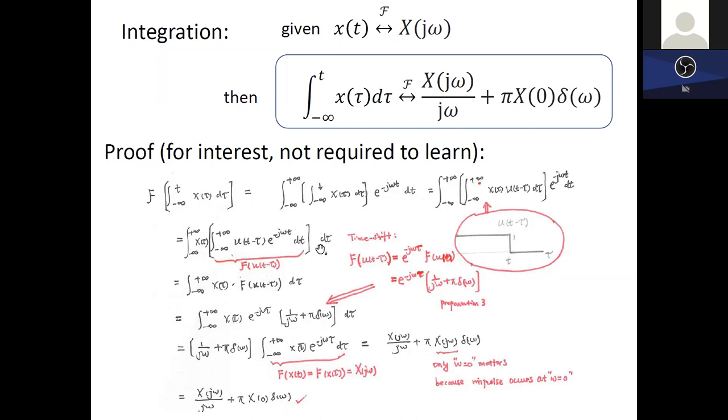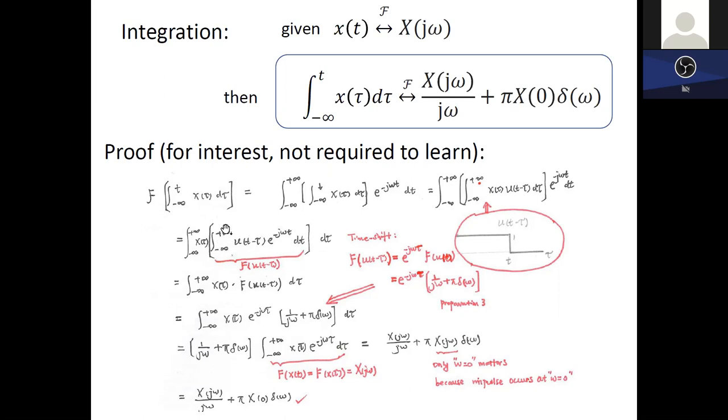Now, the next step, we flip the inner loop to the outer loop and put the outer loop inside. So we put dt inside, and put d tau outside. Everything inside should contain the time variable t, right? U of t minus tau, exponential minus j omega t. So exponential minus j omega t is put in the inner integral now. And everything outside should contain the time variable tau. So x of tau and d tau are in the outer integral.